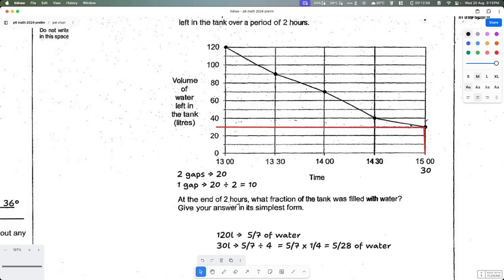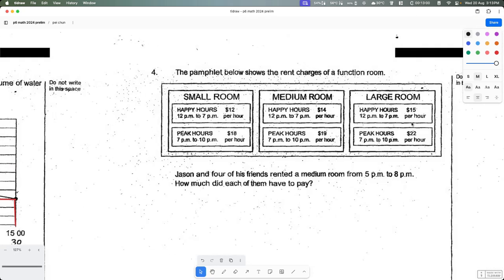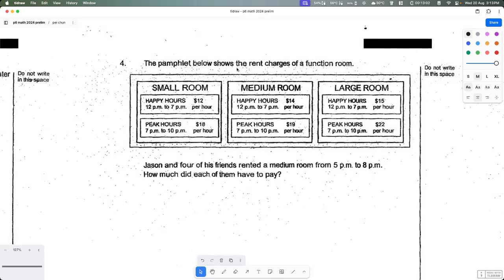Question number 4 says the pamphlet below shows the rent charges of a function room. So you have small, medium, and large, with individual pricing. Jason and 4 of his friends rented a medium room. So let's see the medium room from 5 p.m. to 8 p.m. Okay, so 5 p.m. to 8 p.m.